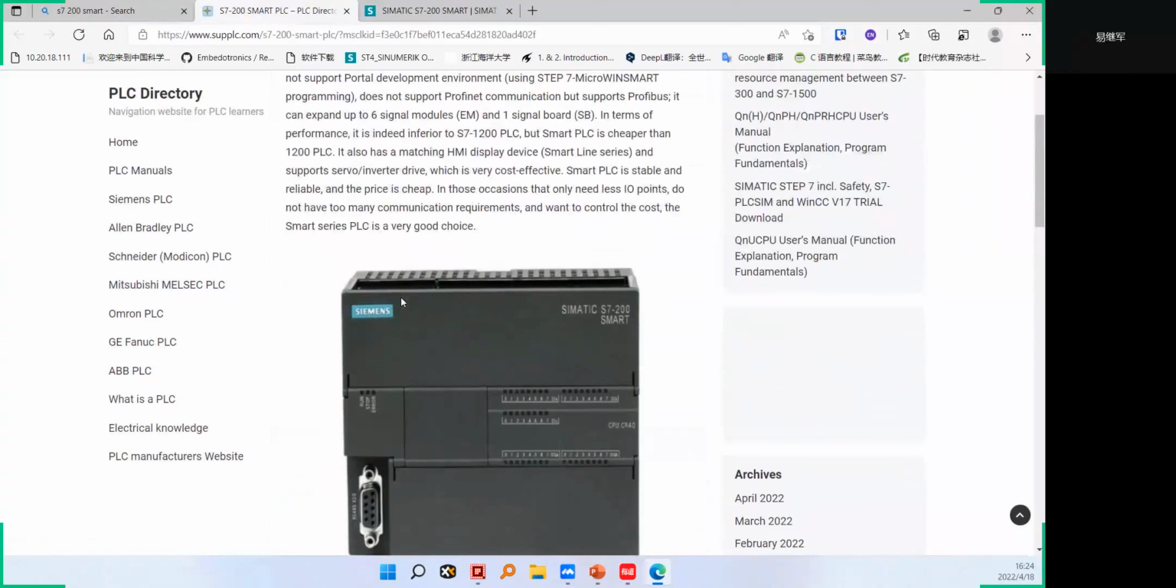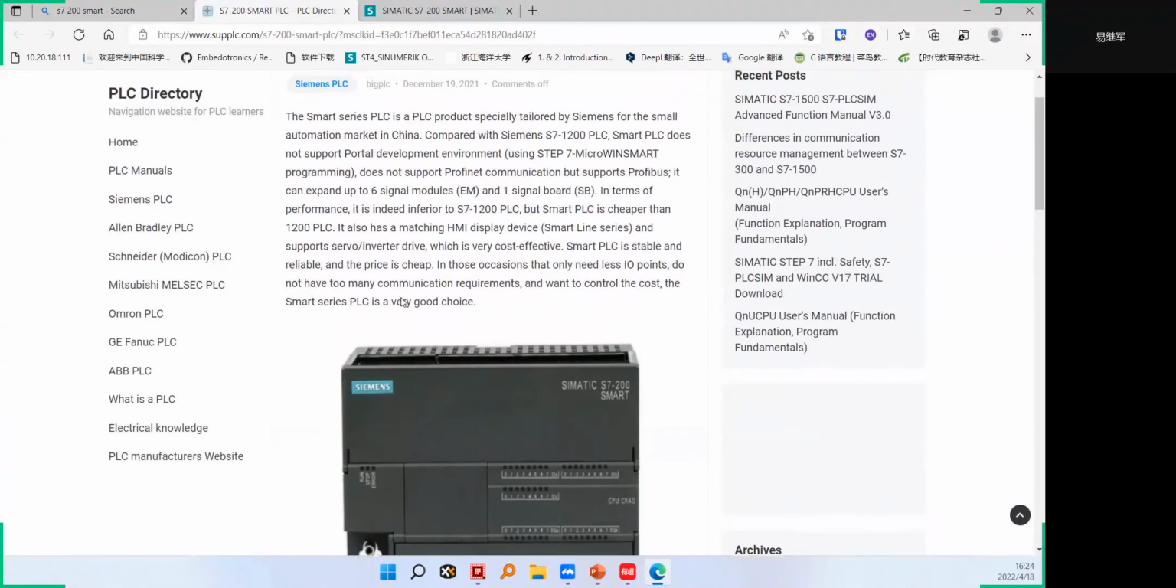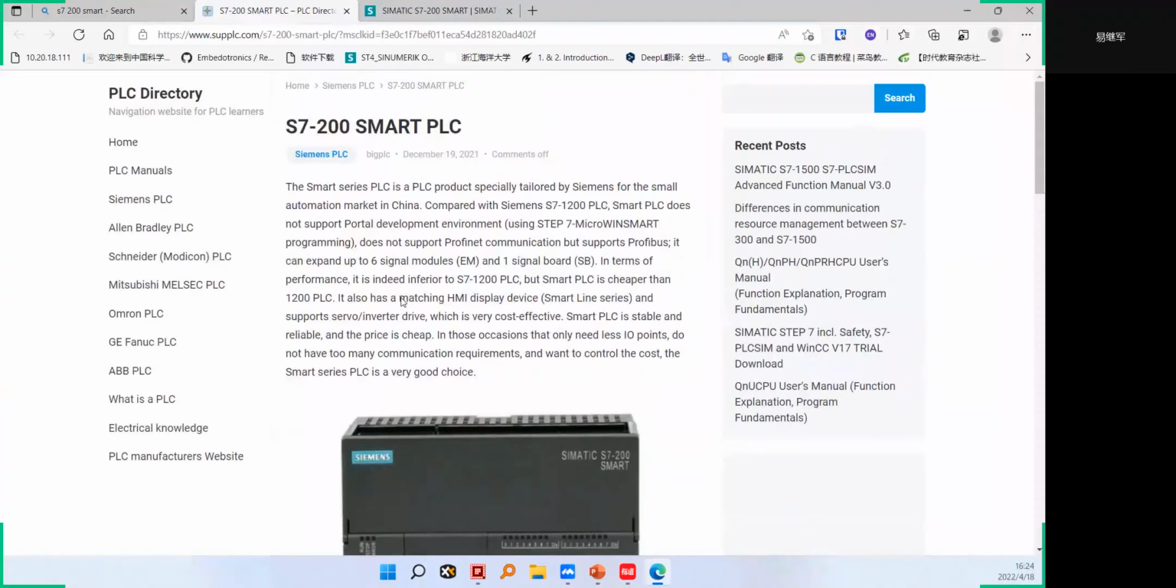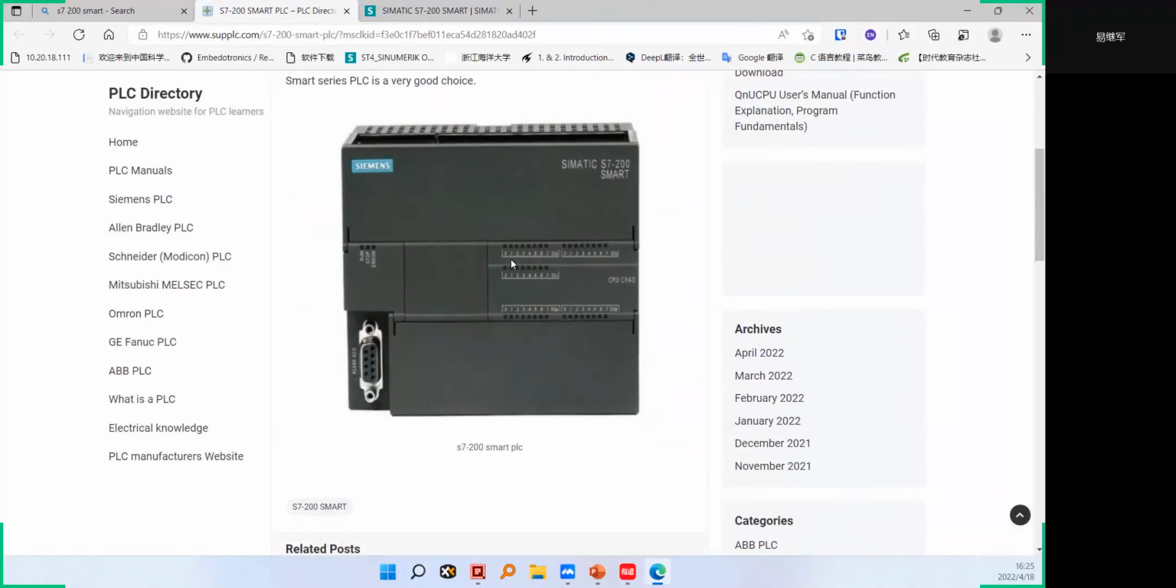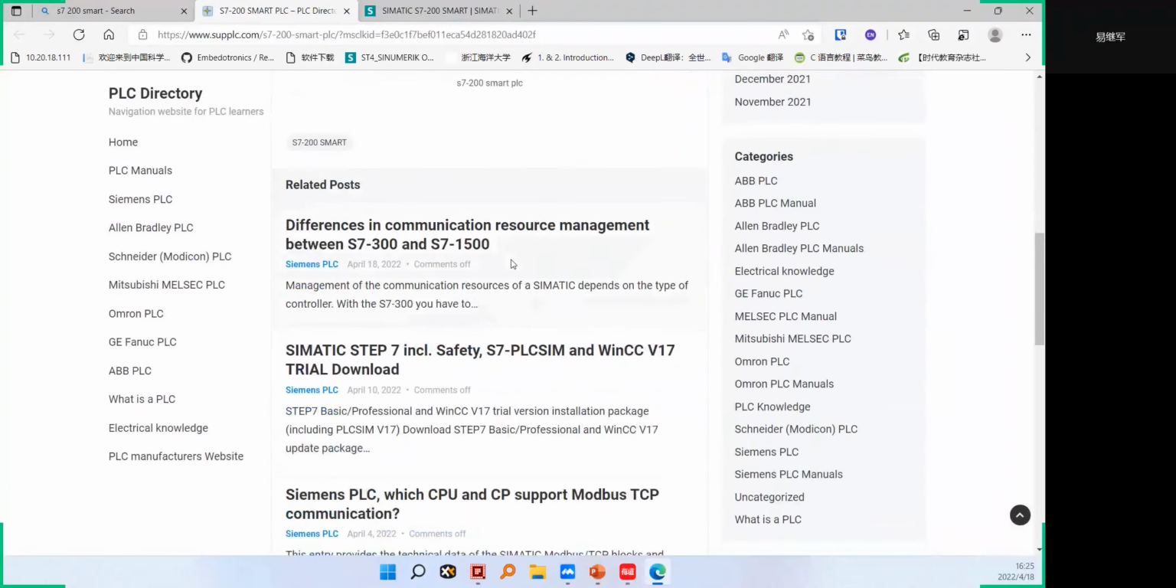There are many types of PLC in Siemens. The S7200 is the simplest PLC. So if you want to learn how to use it, you can start from the S7200 or the S7 1000 PLC. This is a type of PLC. If you want to learn the S7200 Smart PLC, you can download the software.